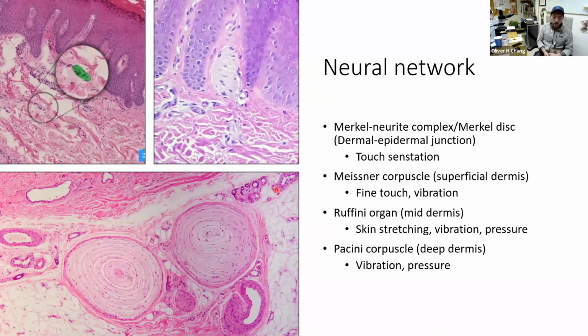Then Meissner corpuscles are in the superficial dermis. You'll see these in toes, fingertips. Fine touch and vibration. Then there are these things called the Ruffini organs or the bulbous corpuscles. They're in the mid-dermis. Apparently you can see these. I've never looked out for one. And they're involved in stretching of skin, vibration and pressure. And then you have the Pacinian corpuscles in the deep dermis that respond to vibration and pressure. The Meissner and the Pacinian corpuscles are the two that you'll most likely see.